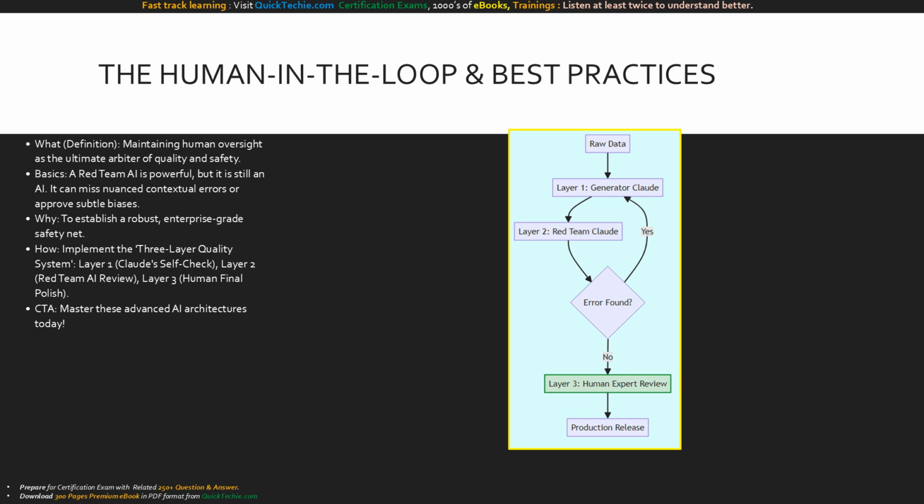Our final diagram illustrates the 3-layer quality system. Raw data enters Layer 1, the generator Claude. The output flows to layer 2, the red team Claude. If an error is found, it loops back. If no errors are found, it hits the crucial layer 3 highlighted in green, the human expert review. Only after passing the human gate does the content proceed to a production release. Trust, but always verify.